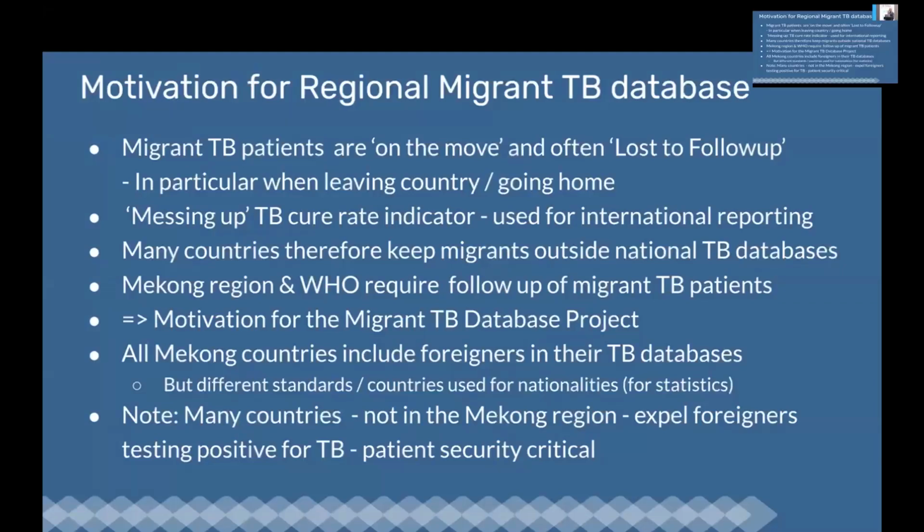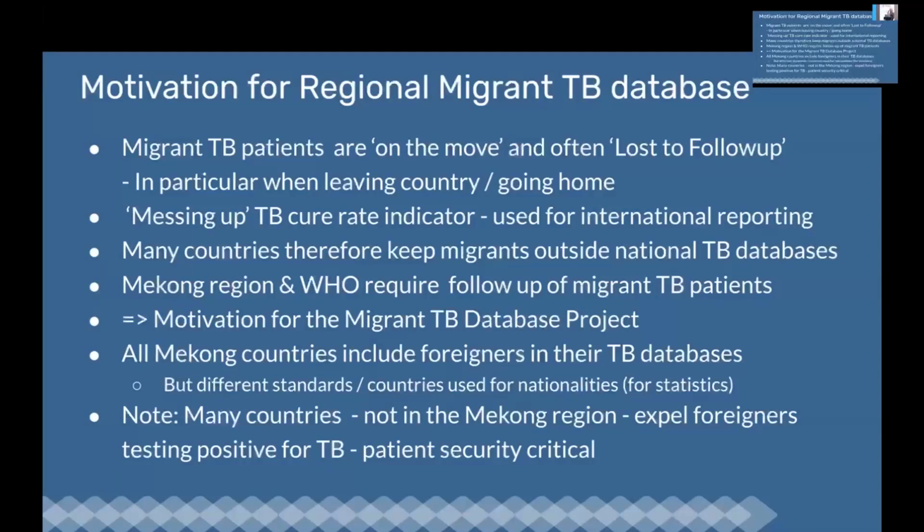And one of the general problems with TB and migrants is that countries are generally not so inclined to include them in their systems and databases, because they are all reporting cure rates to WHO. And since migrants are on the move and tend to miss out, that always impacts the cure rate of the countries, and they don't like it. So that's a reason why many are not so focused on including migrants in their different schemes and databases.